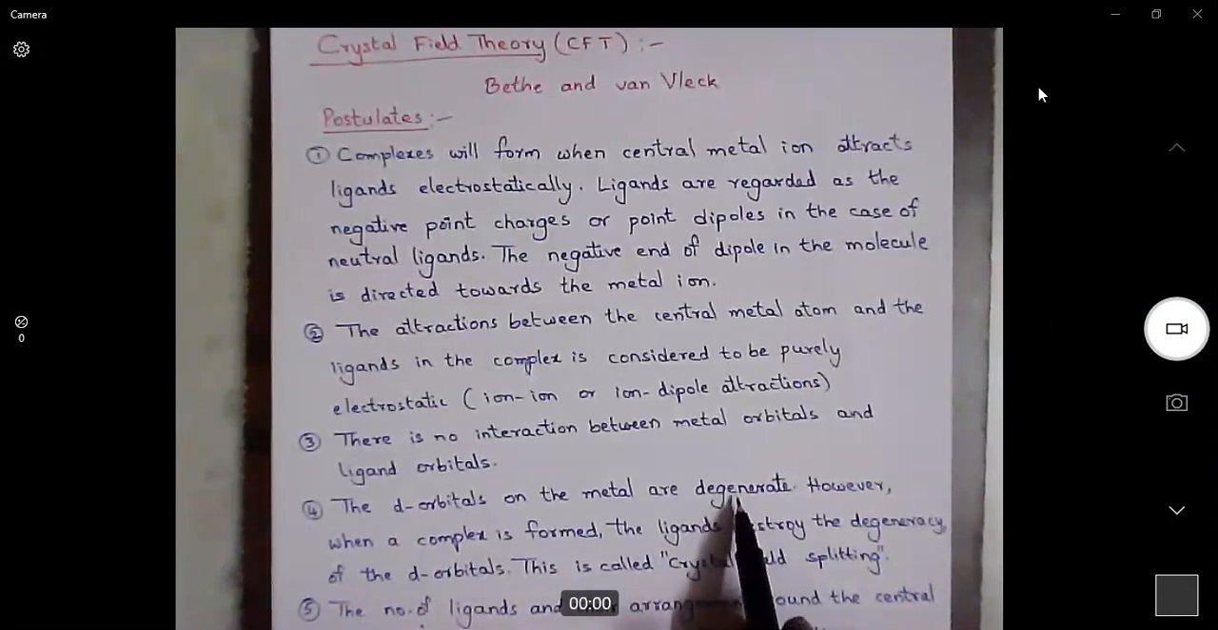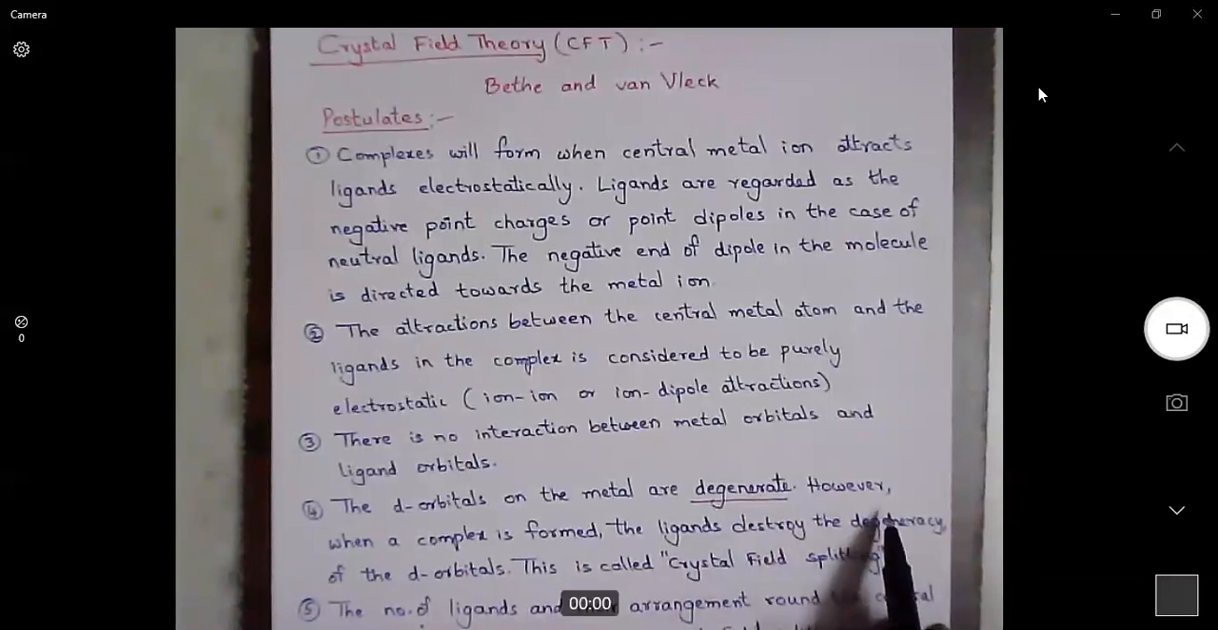There are 5 d orbitals in the pure metal atom or pure metal ion. All the 5 d orbitals will have the same energy. So that is why the d orbitals on the metal are degenerate. However, when a complex is formed, the ligands destroy the degeneracy.